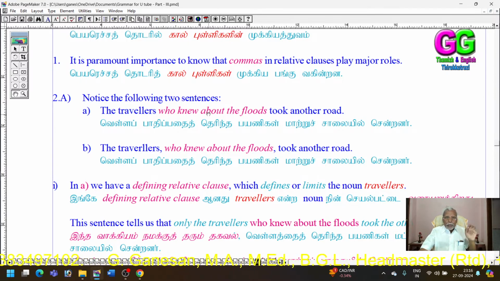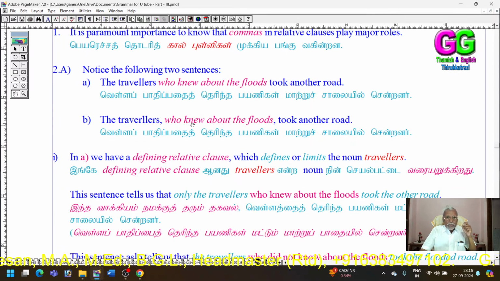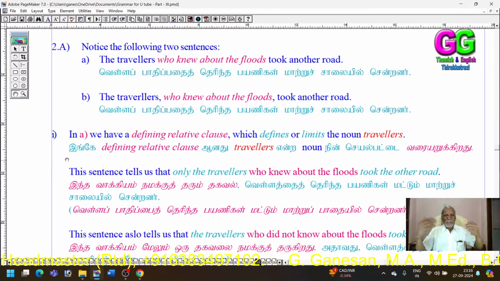The relative clause without commas is called a defining relative clause. The relative clause with commas is called a non-defining relative clause. Now let us see the meaning of these sentences. The travelers who knew about the floods took another road: defining relative clause. The travelers, who knew about the floods, took another road: non-defining relative clause.